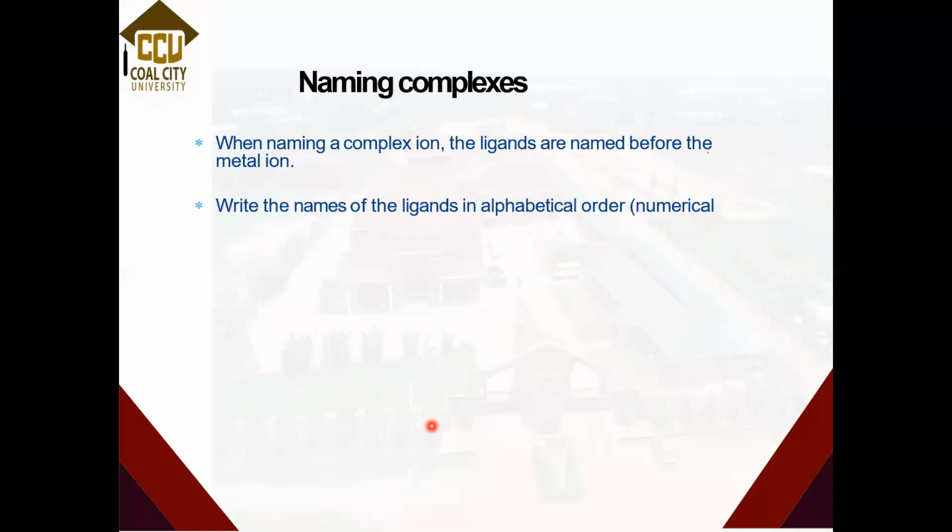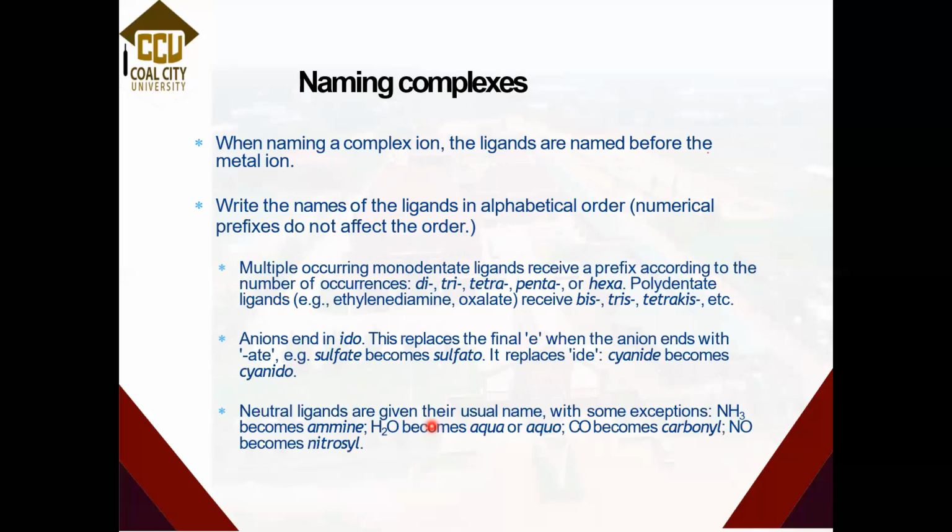So let's see, how do we do it? First, you name the ligands before you name the metal. You write the name of the ligands in alphabetical order. So numerical prefixes do not affect the order. When I say alphabetical order, it does not include the prefix.